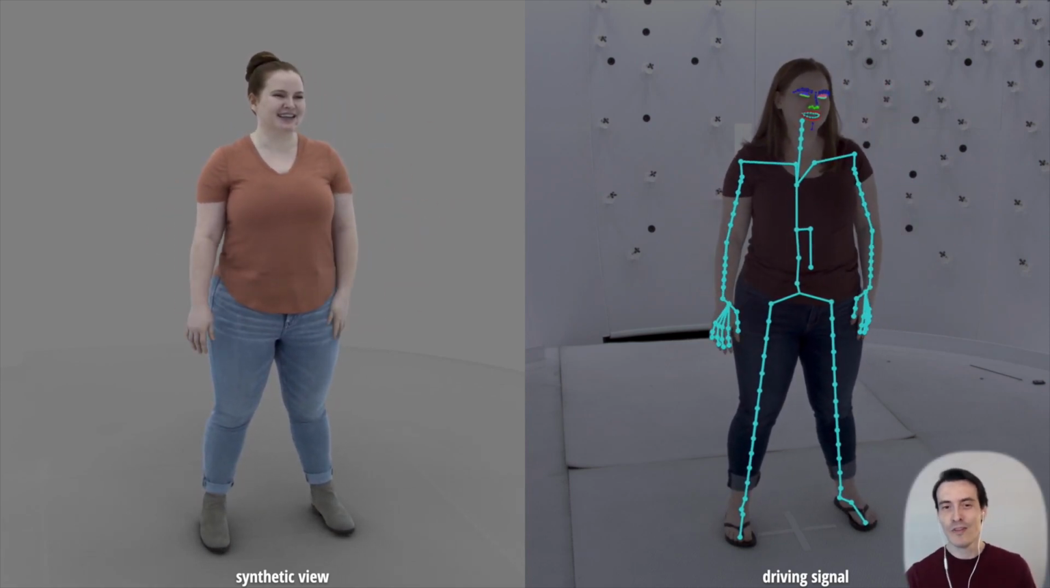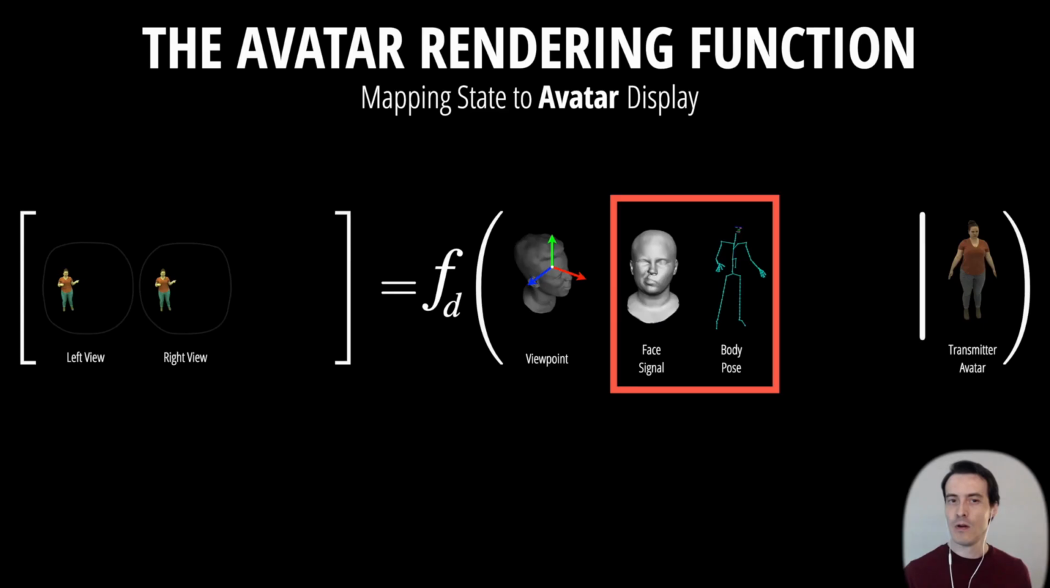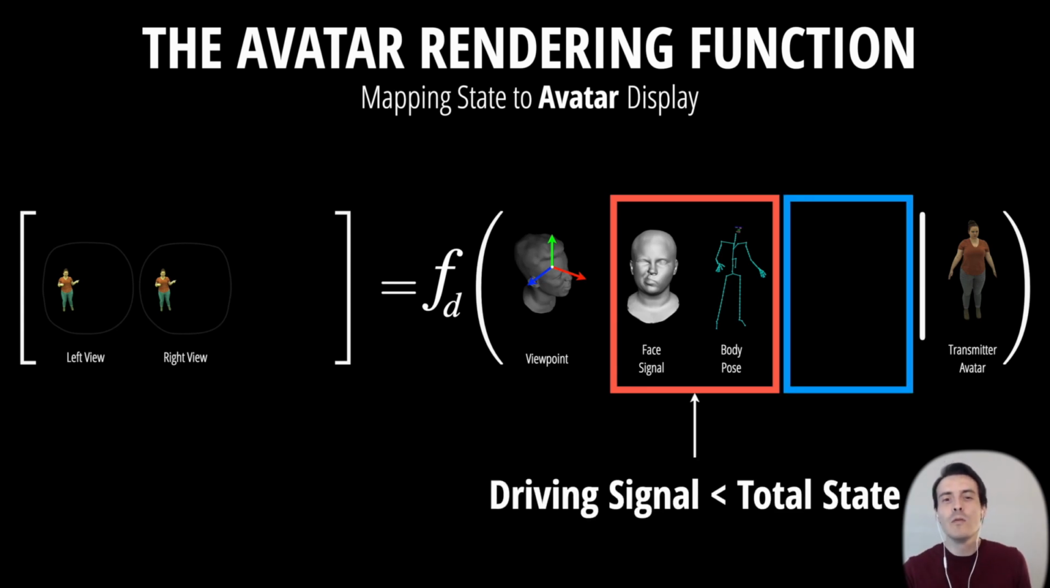All right, so the thing to realize here is that animating an avatar is often asymmetric. The person driving the avatar can wear different clothes or have a different hairstyle, but we still want the avatar to look photorealistic. So if we consider the driving signal used to create this animation, in this case facial expression and body pose, it's going to be an incomplete representation of the full state. For example, it says nothing about the clothing.